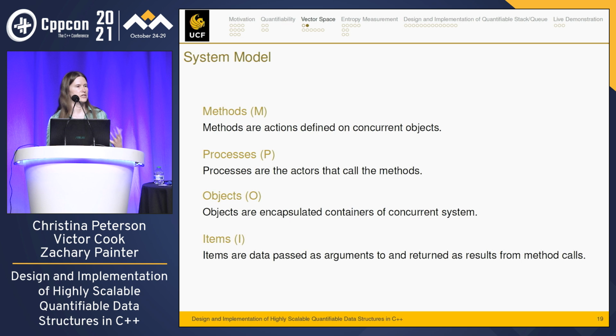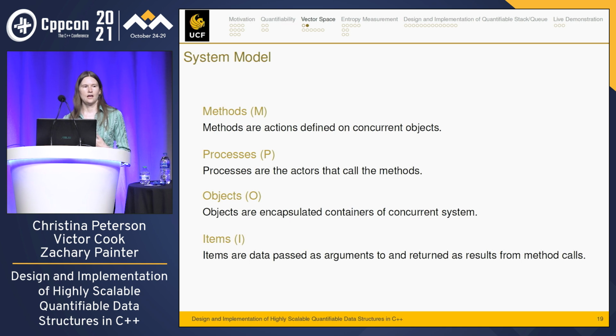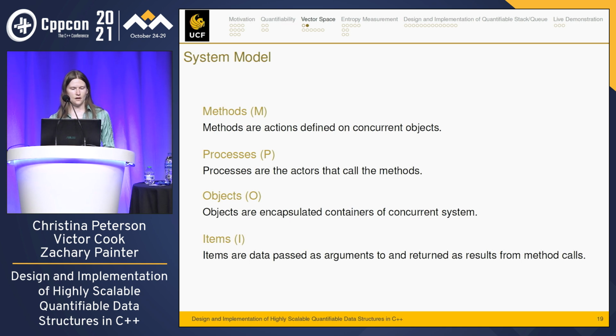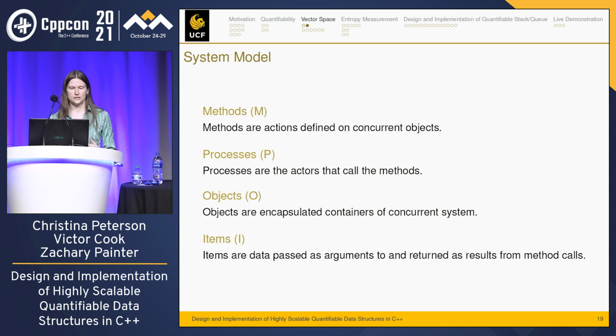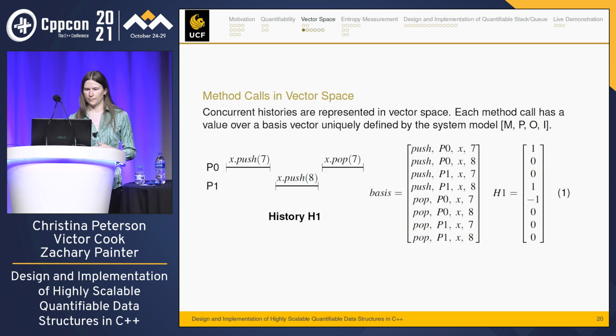So the beauty of measuring the impact of method calls on the system state is that we can verify, and we do this verification in vector space. Our vector space spans 4 different dimensions. These dimensions include methods, processes, objects, and items. The methods are the functions that either access or manipulate the concurrent objects. The processes are the actors that invoke those methods on the concurrent objects. The objects are the containers of the concurrent system. The items are the data that are passed as either arguments to the method calls or returned from the method calls.